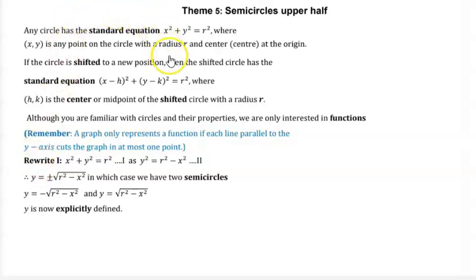Page 1 is just, again, a reminder of the standard form with center 0, 0, and the standard form of a shifted one with center (h, k). And here I've split up the simple one as the negative square root and the plus square root. So there's a lower half and the upper half of the one with center the origin.